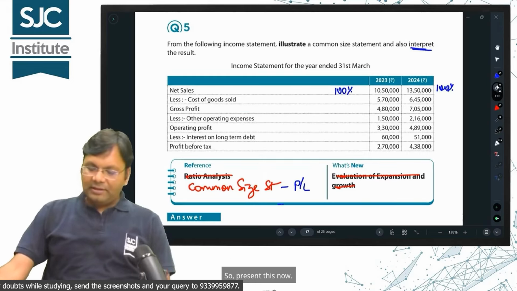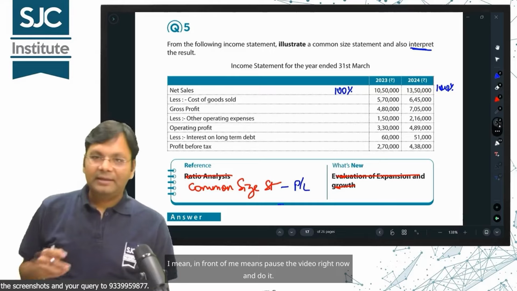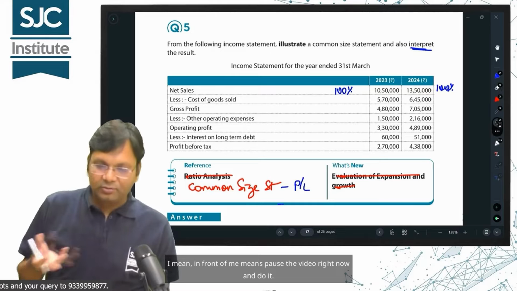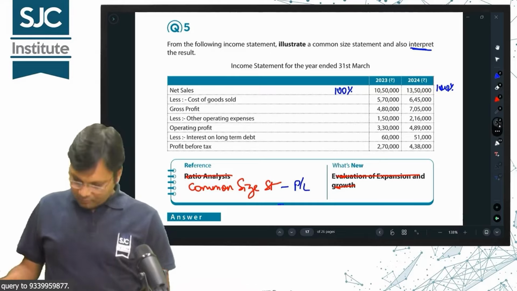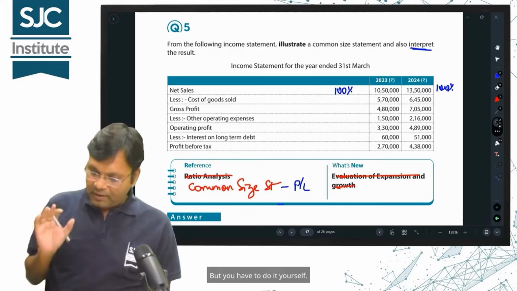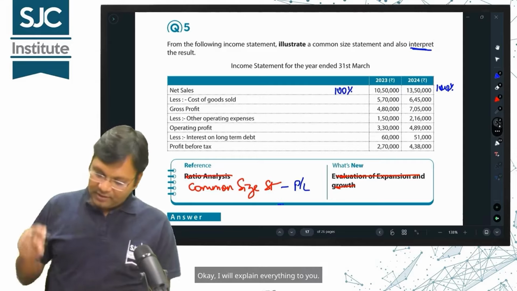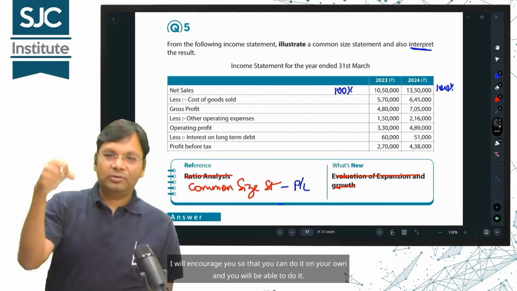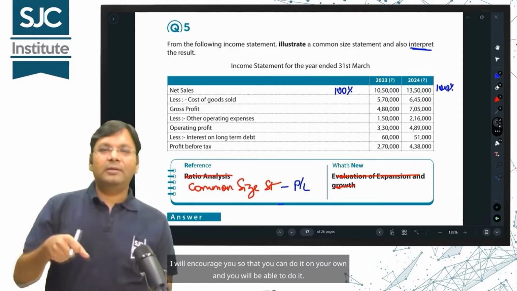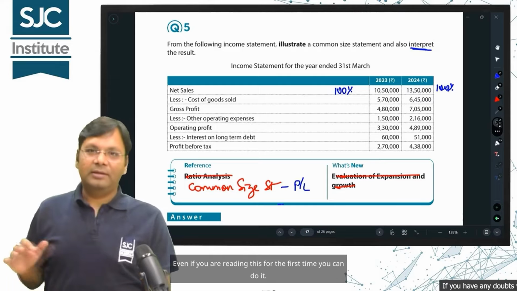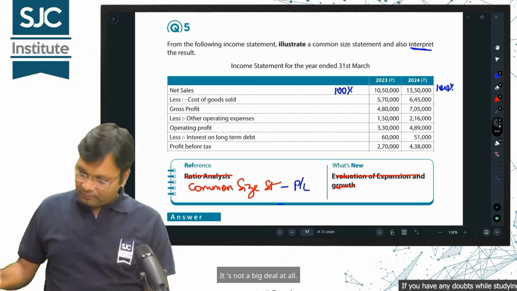So, present this now. Start doing it in your notebook. Do it yourself in front of me. I mean, in front of me means pause the video right now and do it. All right. Wait, I give you a structure on how to do it so that it becomes easier for you. But you have to do it yourself. I will explain everything to you and encourage you so that you can do it on your own. Even if you are reading this for the first time, you can do it. It's not a big deal at all.